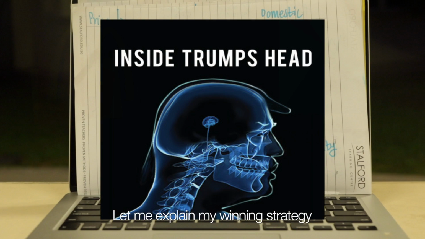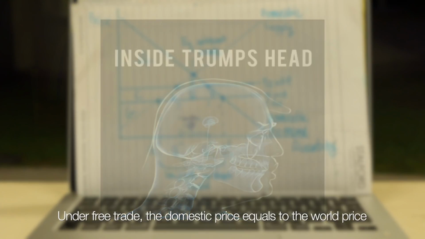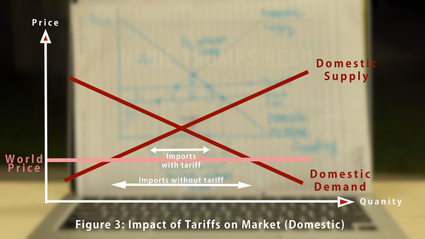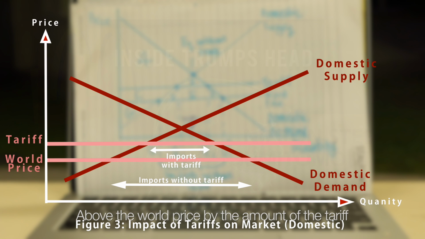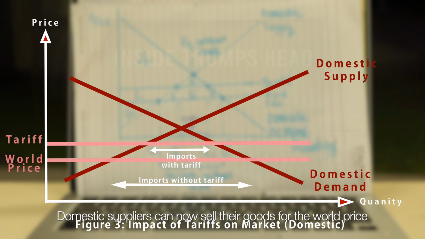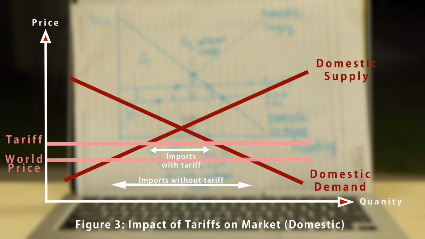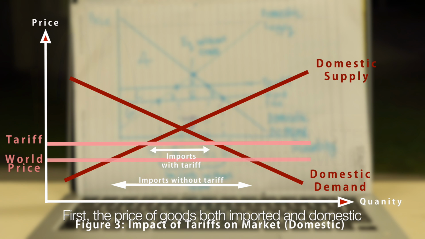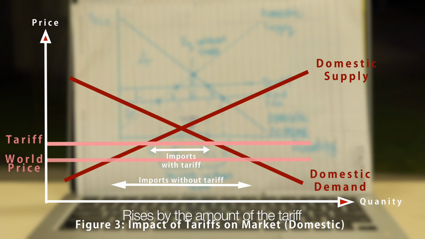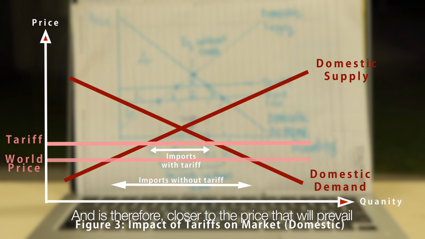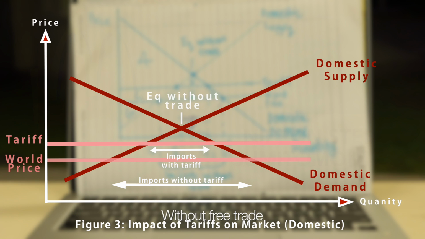Let me explain my winning strategy. Under free trade, the domestic price equals to the world price. A tariff raises the price of imported goods above the world price by the amount of the tariff. Domestic suppliers can now sell their goods for the world price plus the amount of the tariff. Thus, the price of goods, both imported and domestic, rises by the amount of the tariff and is therefore closer to the price that would prevail without free trade.